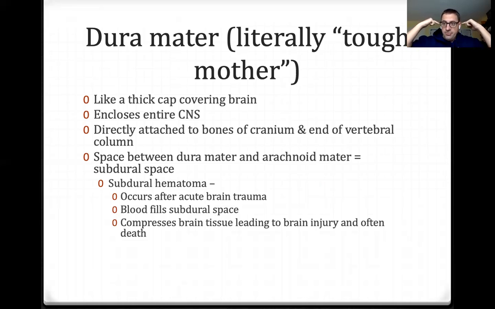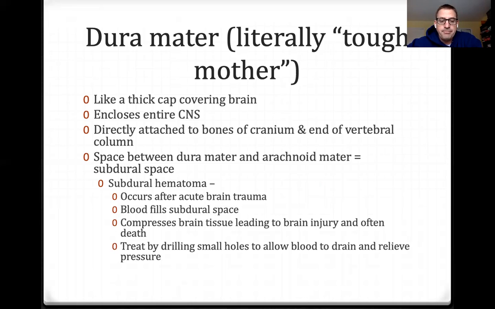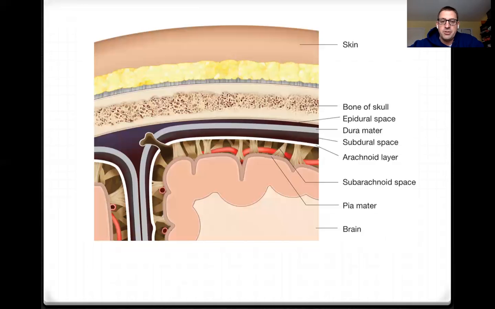And if it pushes down hard enough, it can actually push part of the brain down out of the cranial cavity. And then that would be a hernia, and that's going to end up leading to death. The way that you would treat a subdural hematoma is to drill small holes into the cranium or skull to allow the blood to drain, put in kind of a stent or something to allow the blood to drain out and relieve that pressure, right? So a subdural hematoma would be blood filling this space right here between the dura mater and the arachnoid mater.